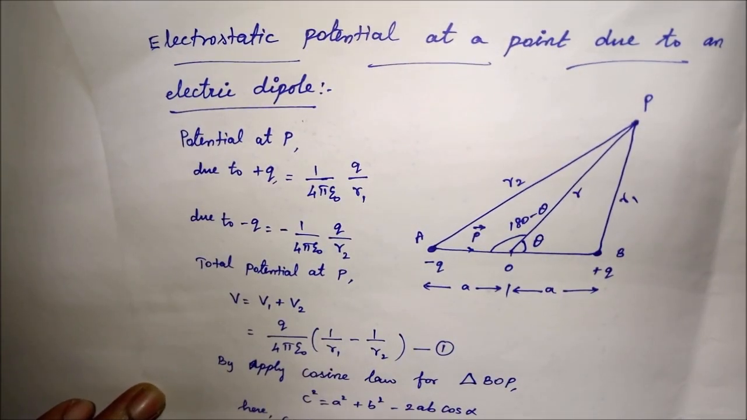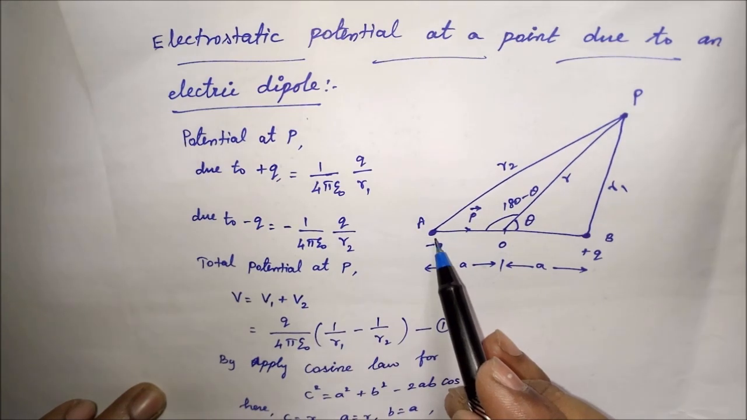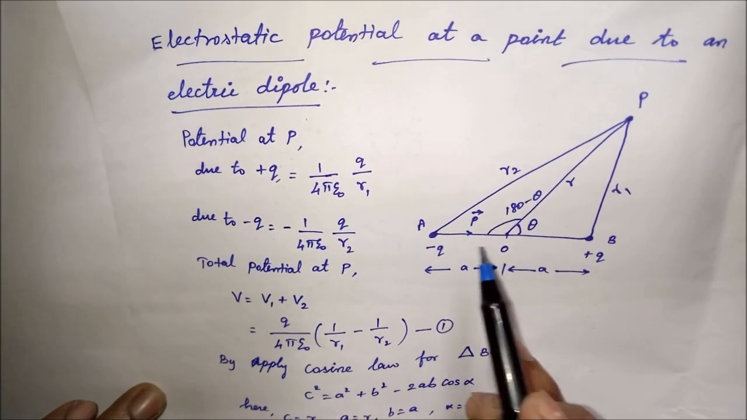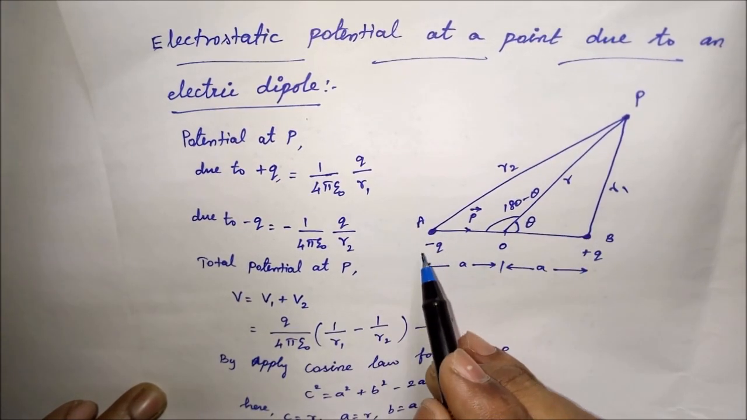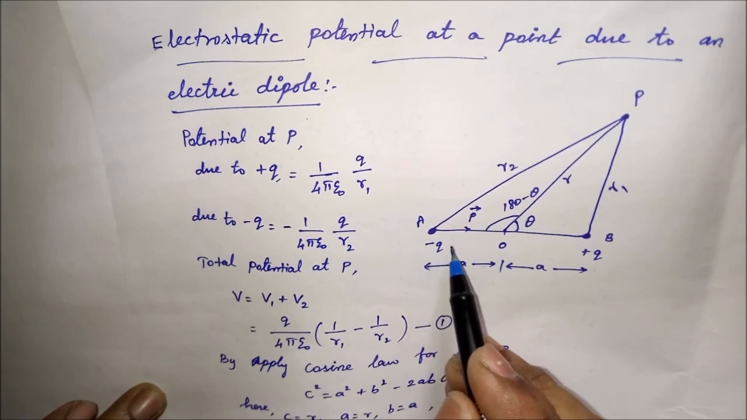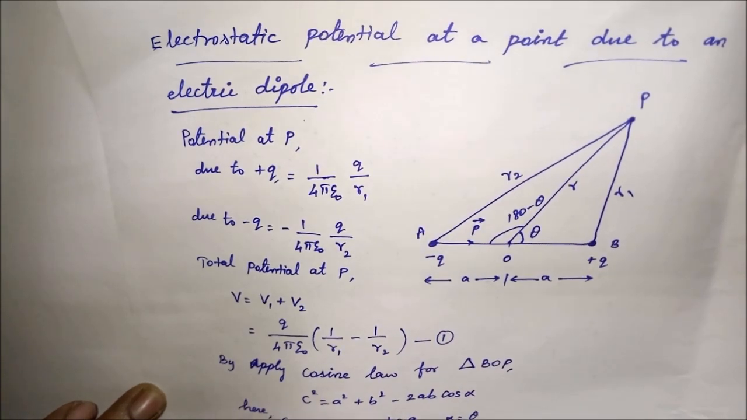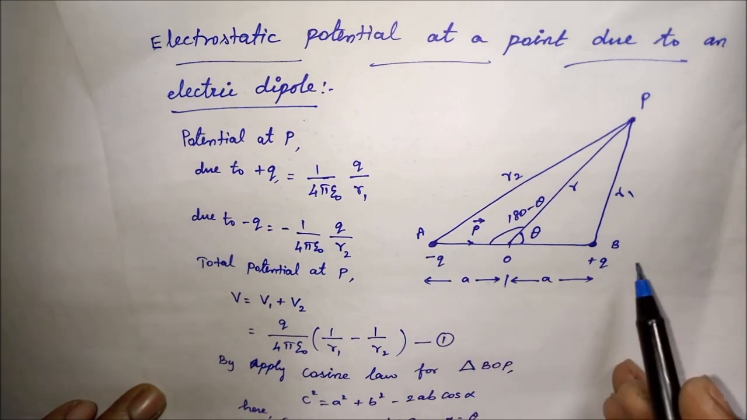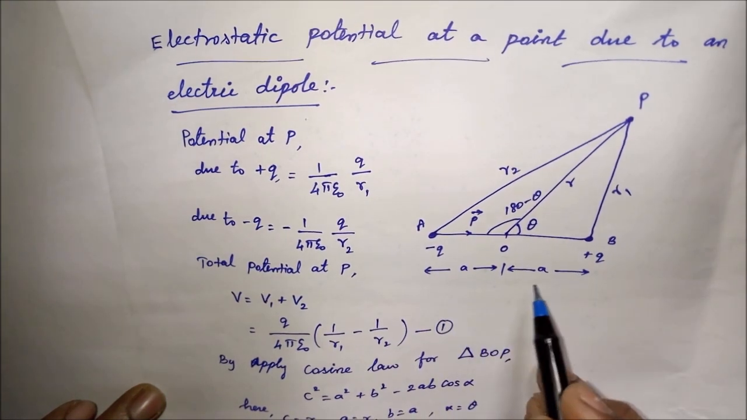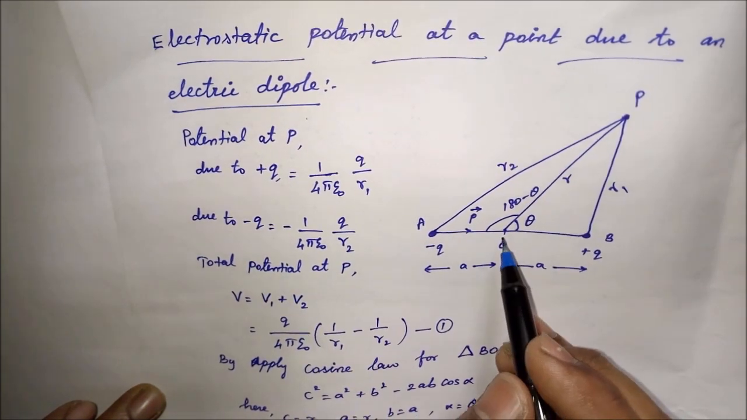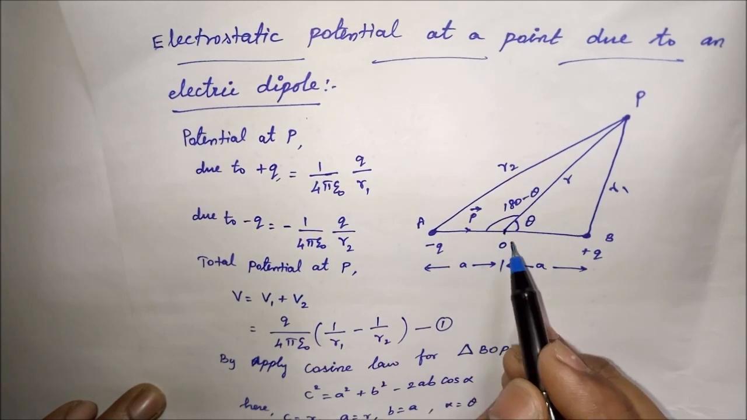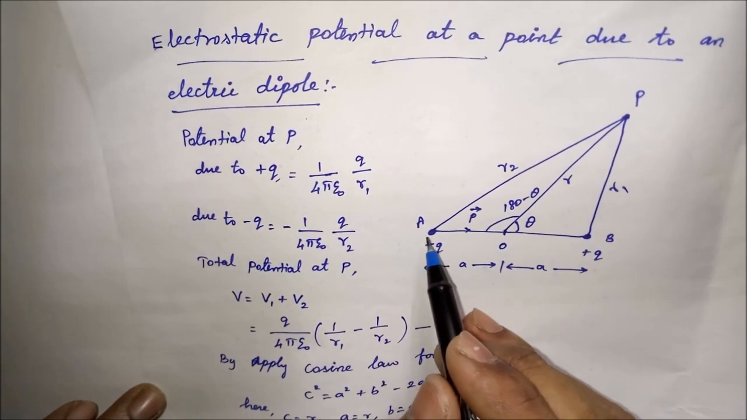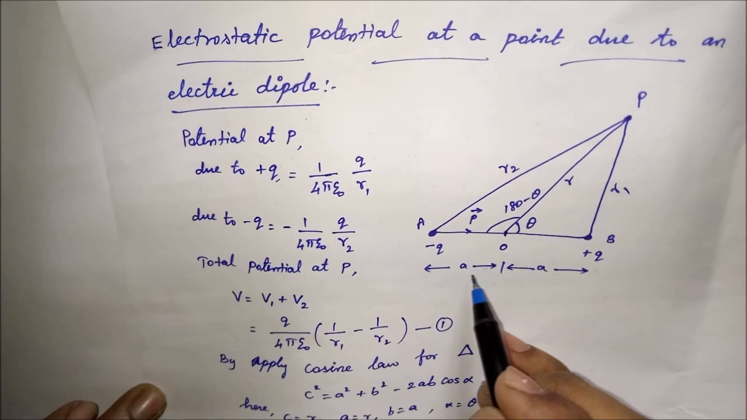Today we are going to discuss the electrostatic potential at a point due to an electric dipole. First of all, consider two points A and B, with a negative charge and a positive charge respectively, separated by a distance of 2a. There is a midpoint O, and each charge is placed at a distance a from it.